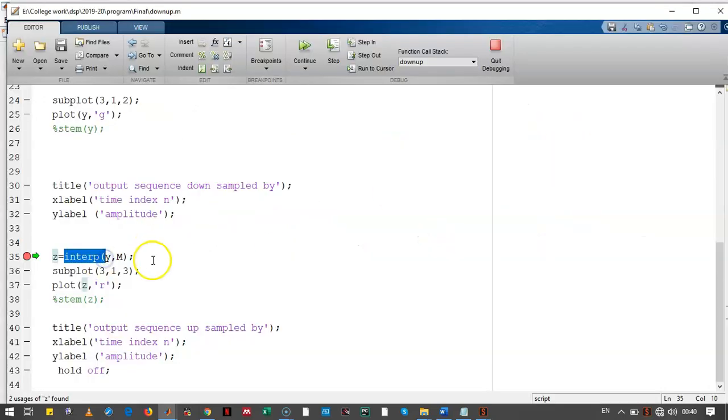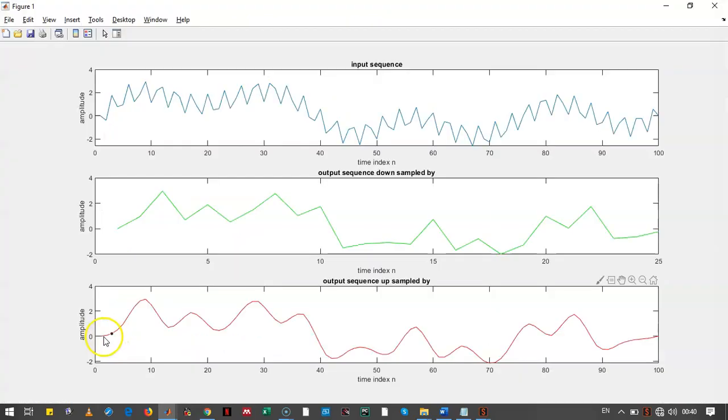Now we had interpolated a signal Y with M. That means in between each two samples we had added M number of samples. Let's see how the output looks like. Here you can see that the output signal is not the same as the input signal. In fact, the high frequency components are removed.